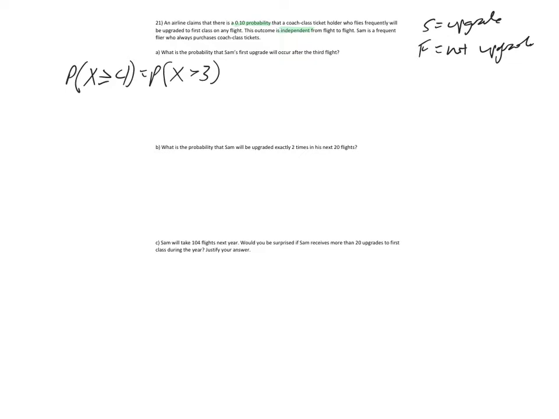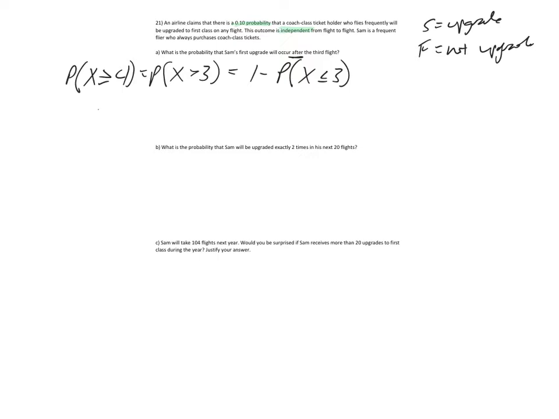Now, the problem is that if it occurs after the third flight, it could occur on the 50th flight or the 80th flight, and you don't want to go through that process. And so when we get something like after, or at least 4 flights, the easiest way to answer that is to turn that around and make it 1 minus the chances of it being 3 or less. Okay, so the options here naturally would be the first flight, the second flight, or the third flight.